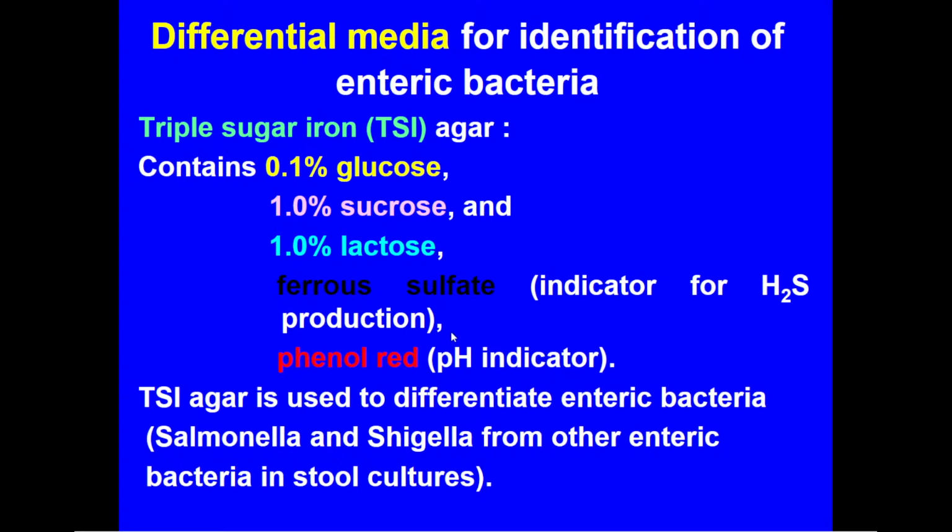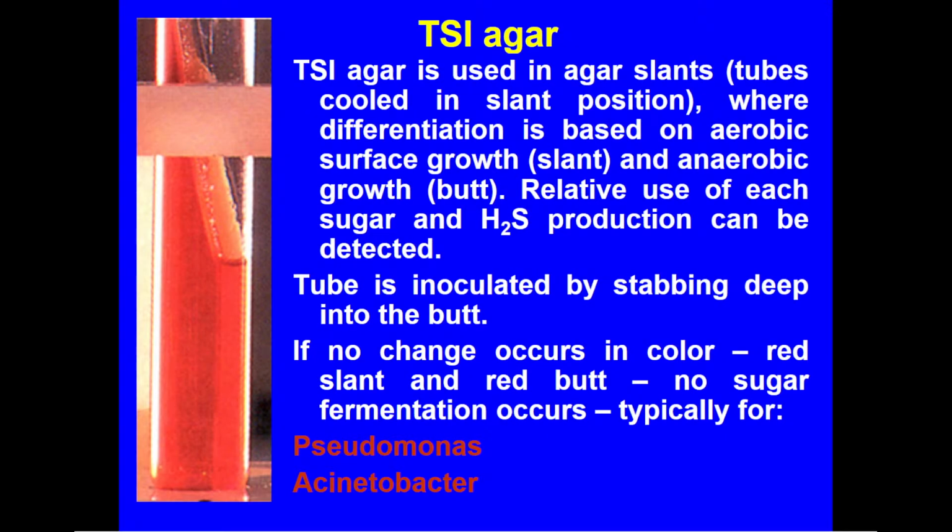So this agar is used for initial differentiation of enteric bacteria. Salmonella and Shigella should be differentiated from mainly coliform bacteria, maybe Escherichia coli. So you can see that this is the intact TSI agar. It has a slightly pinkish color.